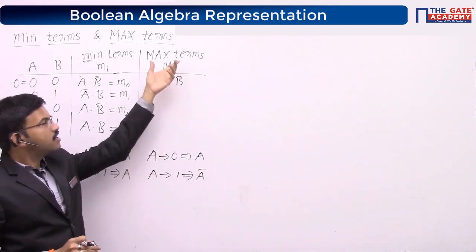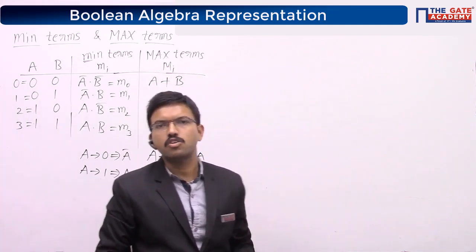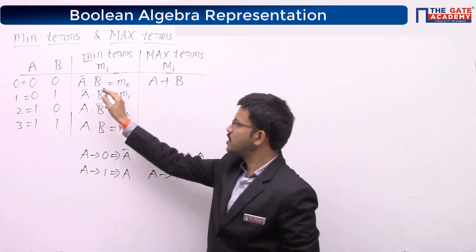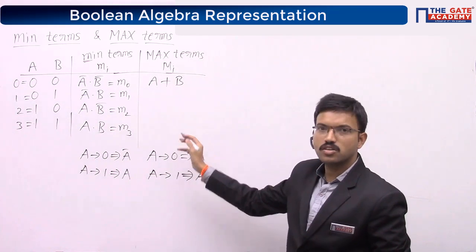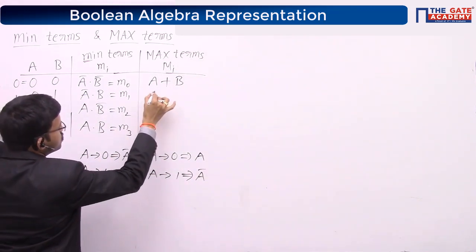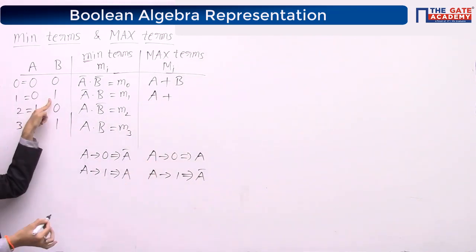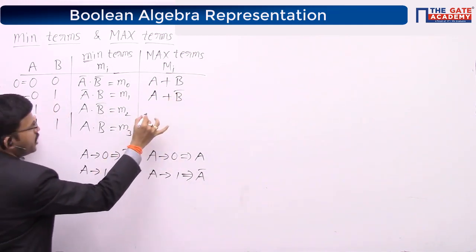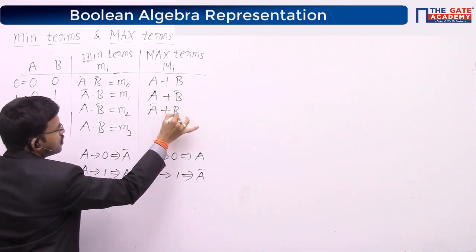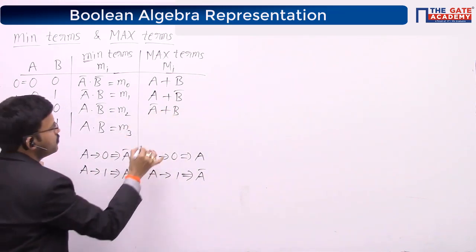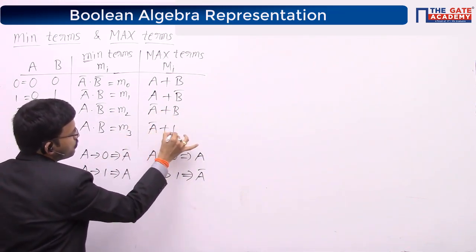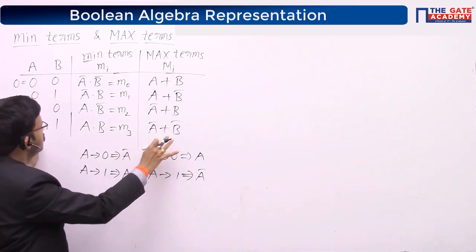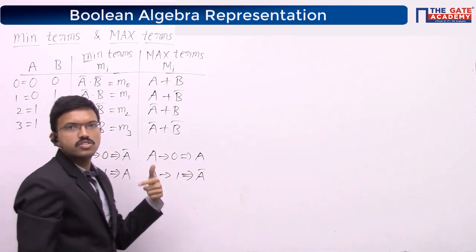So maxterms will generate output as 0, whereas minterms will generate output as 1. Here I am considering logical AND, and here I will consider logical OR. Here a is 0 and b is 1, that means a plus b bar. Next, a bar plus b. Last case, both are 1, that means a bar plus b bar. Substitute here: a value is 1, 1 bar is 0, plus b value is 1, 1 bar is 0, 0 plus 0 is 0.